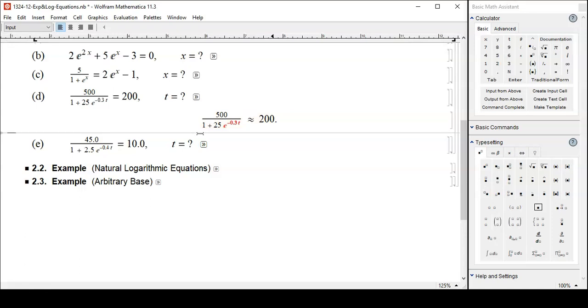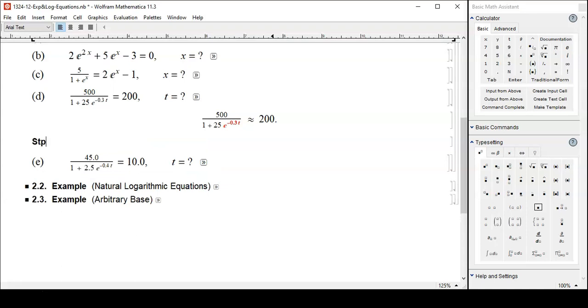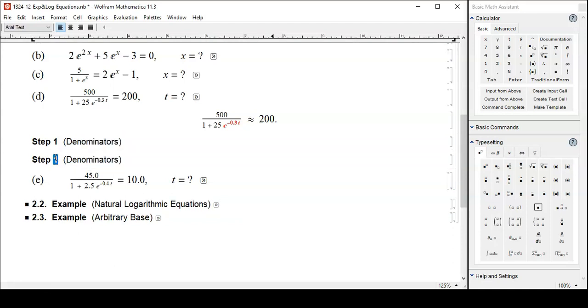Remember this three-step process, which I said in day 1, I'll probably end up repeating 100 times. What is step 1? Denominators, that's step 1. Step 2, parentheses. Step 3, like terms. Do you remember those?